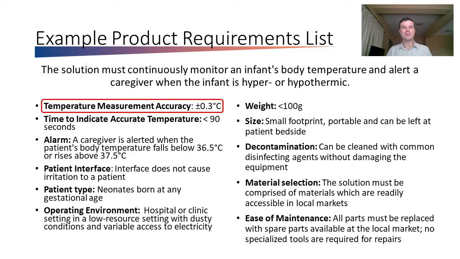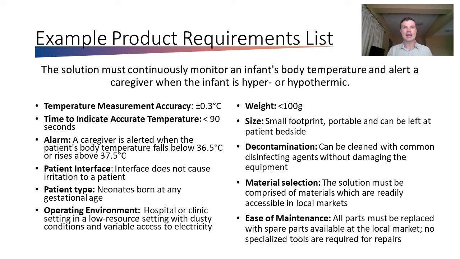The solution must measure the temperature to an accuracy within plus or minus 0.3 degrees Celsius. Perhaps this was a specific requirement from your client, or perhaps when you were performing secondary research, you learned that competing products measure temperature to this level of specificity. But there are some existing product requirements on this list which could use improvement.